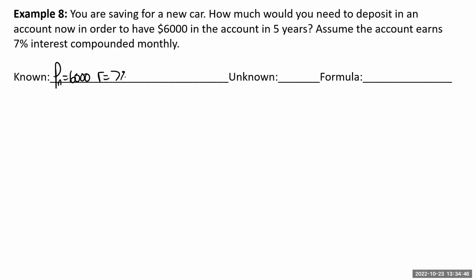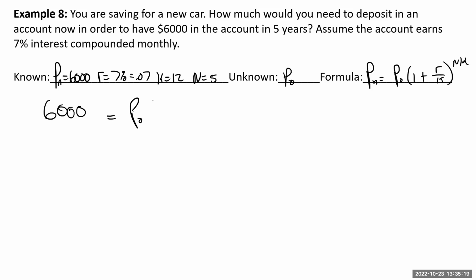We know that the interest rate is 7%, or 0.07. We know that K is equal to 12 because we're compounding monthly. And we know that our N value here is 5 because we're doing it for 5 years. And we're looking for the initial deposit. That's our P sub 0. So our formula, P sub N is equal to P sub 0 times (1 + r/k) to the nk power. Subbing in what we know, we've got 6,000 is equal to P sub 0 times (1 + 0.07/12) raised to the n times k, so that's 5 times 12.